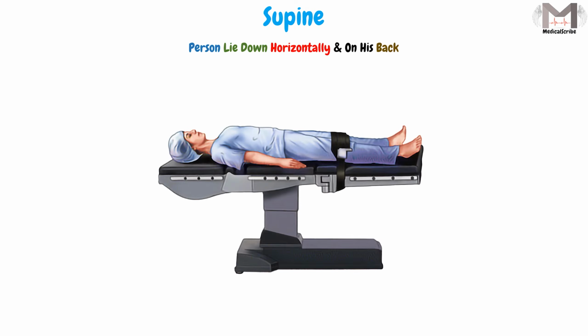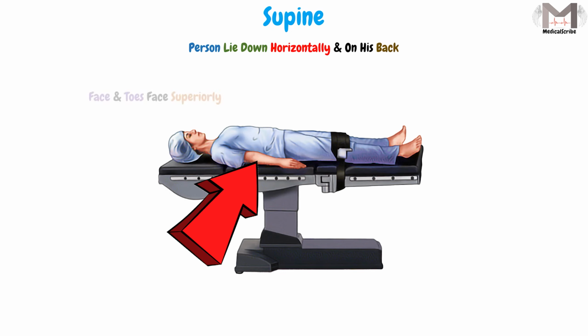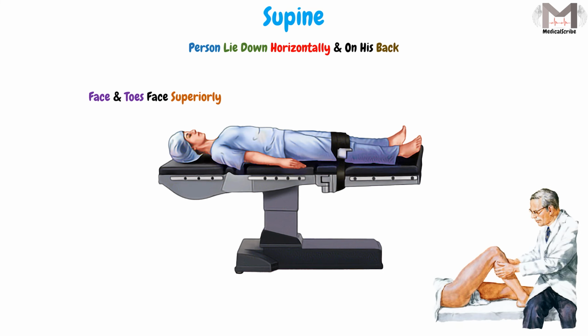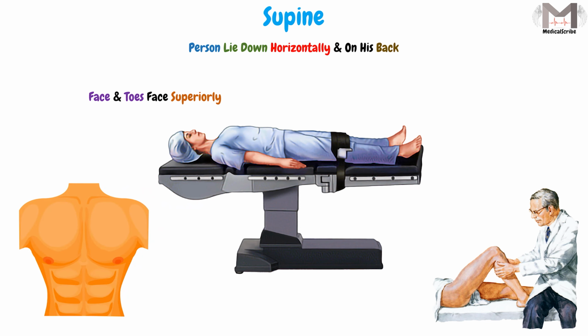So regarding the supine position, this position means that the person will lie down horizontally and on his back, in which his face and toes will face superiorly. And this position of course has many usages, like when we need to examine the patient. So usually the person will lie down on his back. And also this position is used in many surgical procedures, because it will give us access to the abdomen of the patient and to his thoracic region and to other regions. So the meaning of the supine position is when the patient lies down on his back.